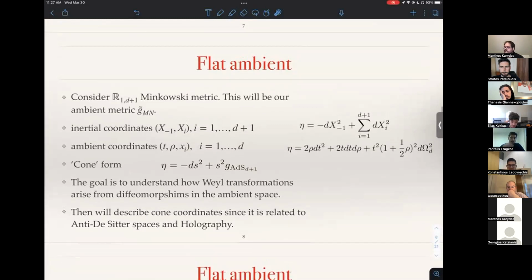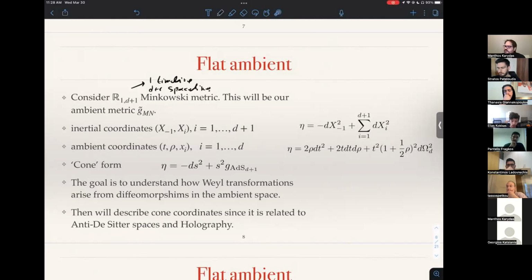Okay. So I'll start with the flat ambient metric. Just to show in this slide, we're going to use 3 coordinate systems, and I will explain in detail. So we consider the ambient space to be an R^{1,D+1} Minkowski metric. That means there is only one time-like direction and D+1 space-like directions. It's the usual flat metric, no curvature. We'll start from that, and that will be our ambient metric.